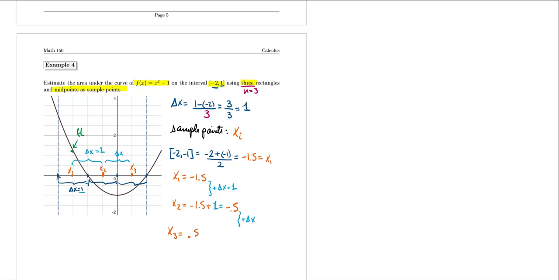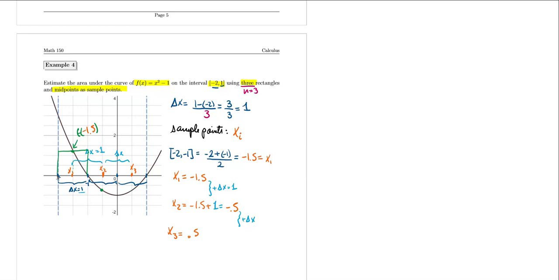We have the function evaluated at -1.5, giving us a height. Okay, so let's illustrate it here. Might be a little bit too crowded here, but there we go. So we get our first rectangle. Now for the next rectangles, here's a height for the second sample point.